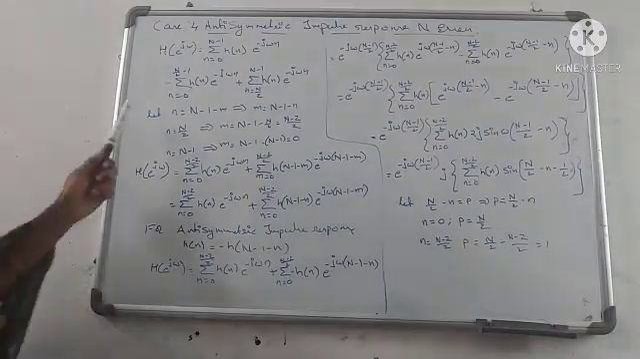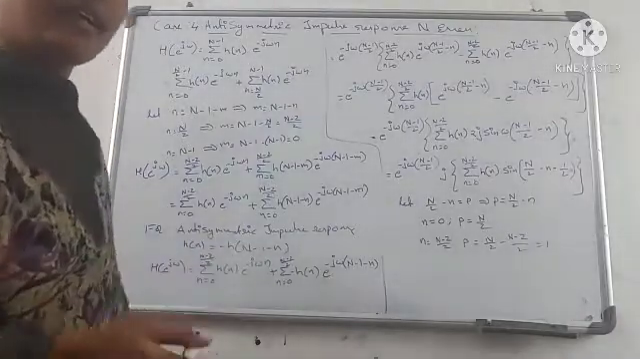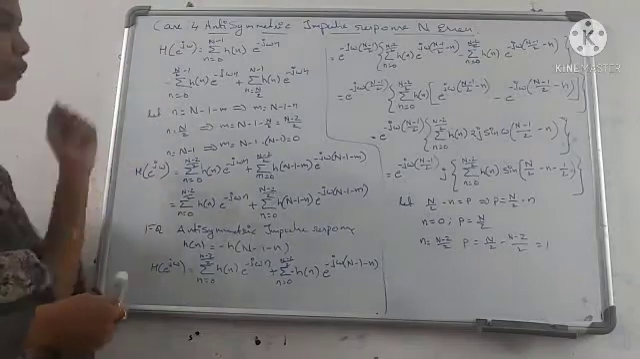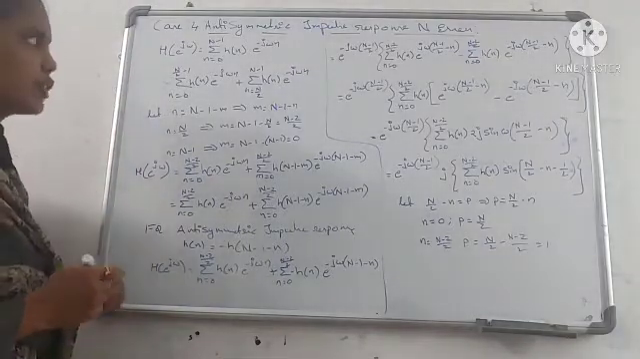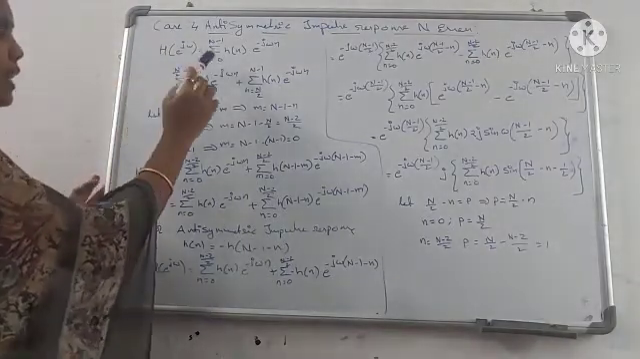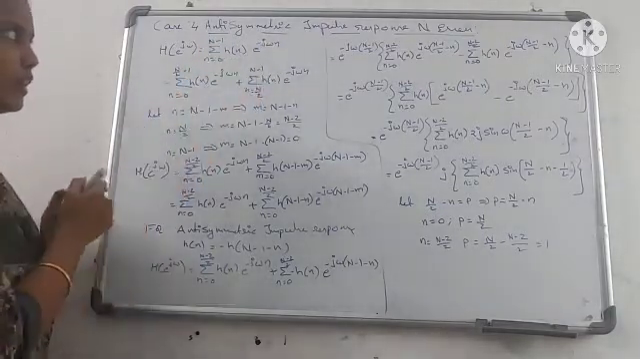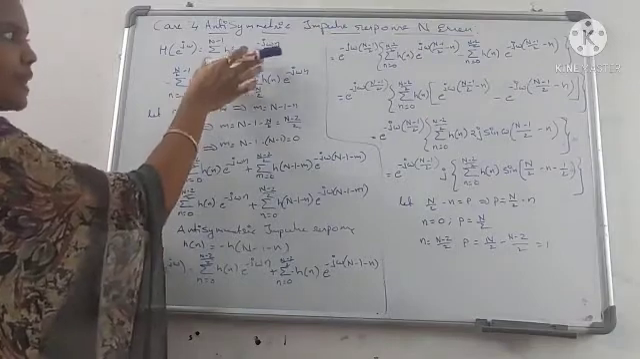Now case 4, antisymmetric impulse response when N is even. Okay, so first again write the equation for the Fourier transform of h(n). So H(e^jω) is equal to the summation n equal to 0 to N minus 1 of h(n) e^(−jωn). Okay, so you have to expand the series.